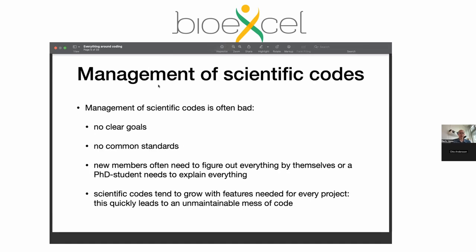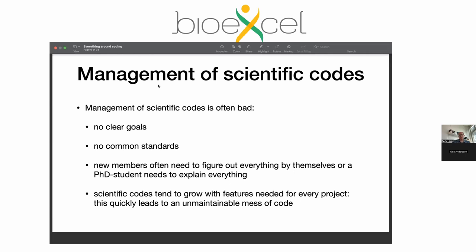So that leads to the topic of management of scientific codes. I'd say this is often pretty bad. For many projects, it holds that there are no clear goals and no common standards.